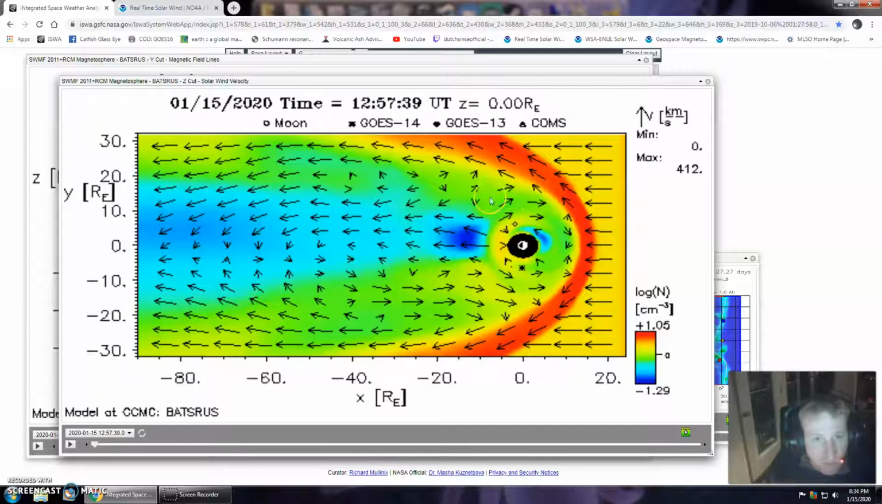It's kind of hard to tell. It's not the moon, but it goes 14, probably goes 13.